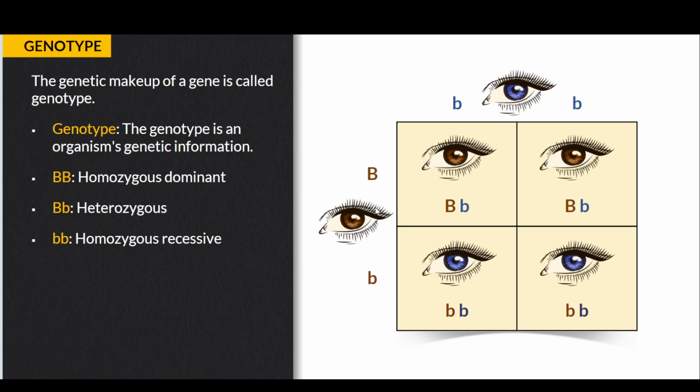If we cross a brown eye and blue eye, we get this, because brown is dominant over blue. Homozygous means same copies of alleles. Hetero means one is different, like one is capital, one is small. This is homozygous recessive because both alleles are recessive. These are dominant. We represent dominant with uppercase and recessive with lowercase.